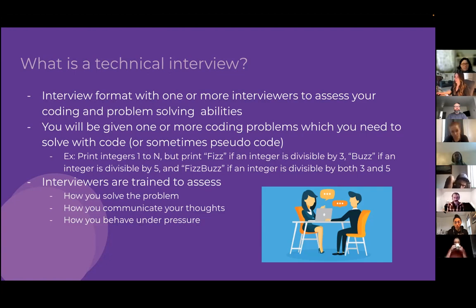And they're also going to be assessing how you behave under pressure, because it's no joke. These questions can be tough, right? It's definitely a pressurized situation, and nobody likes to sit down and have random pop quiz questions thrown at them in a room. But at the same time, it allows interviewers to create this sort of artificial situation where they can hopefully get some insight into how you work, especially how you work under pressure.